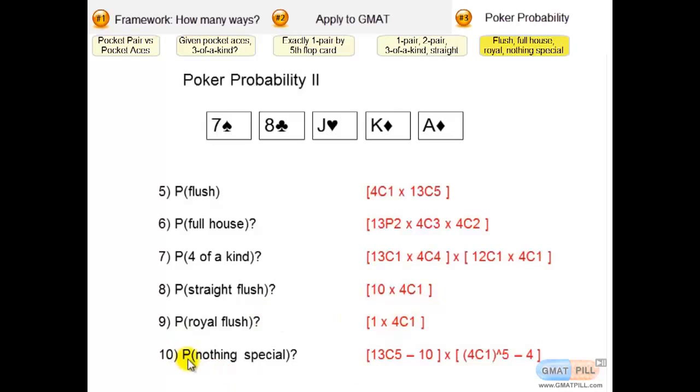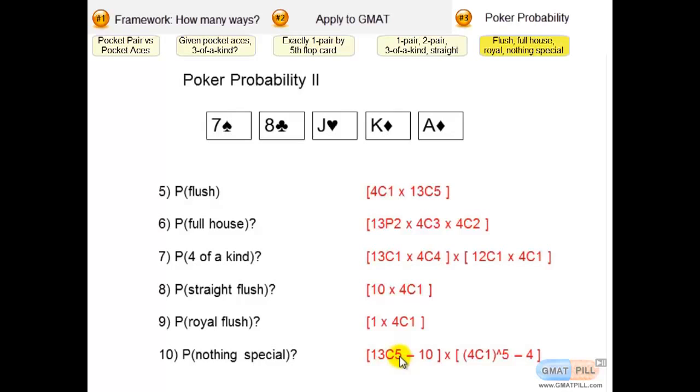Then the number of ways to get nothing special is basically taking everything, 13 choose 5, all of the 5 unique cards out of the 13. Since we know that we cannot choose any of the same card, they all have to be unique in order to have something that's worthless. Then we want to take 10 away from that, and the 10 represents the number of ways to get a straight. So when we pick out of the 13 unique cards, we take a unique set of 5. That unique set of 5 could potentially be a straight.